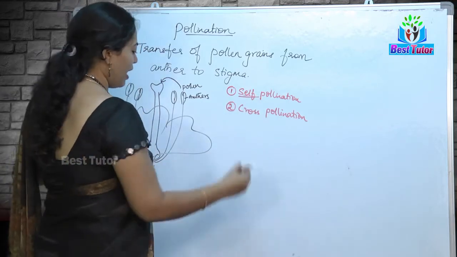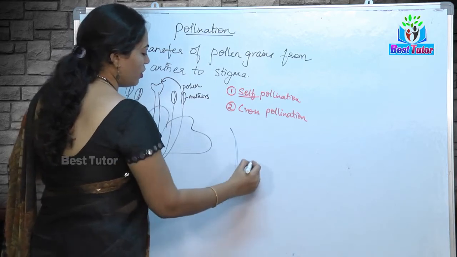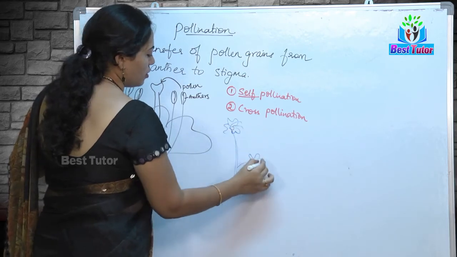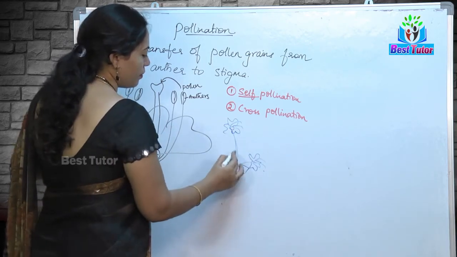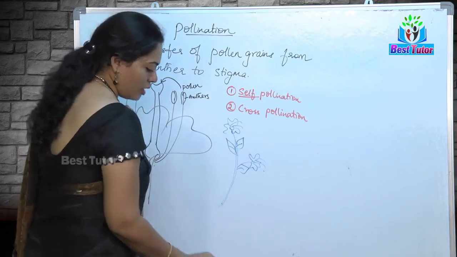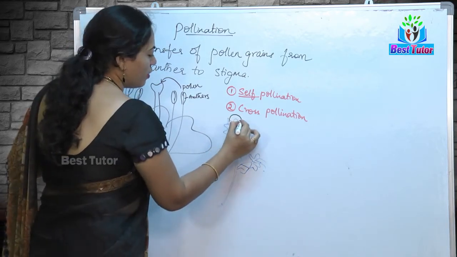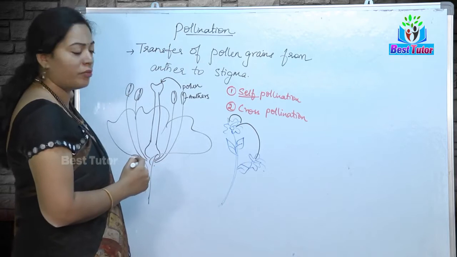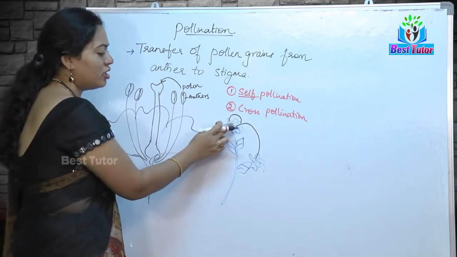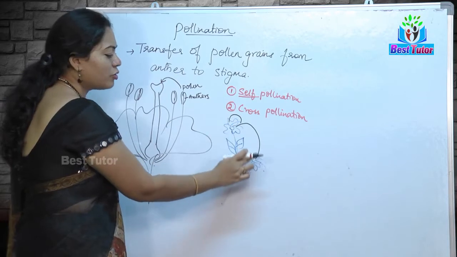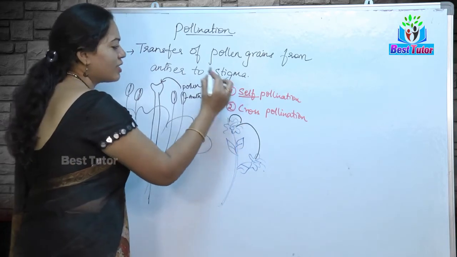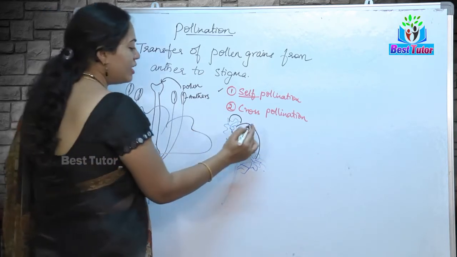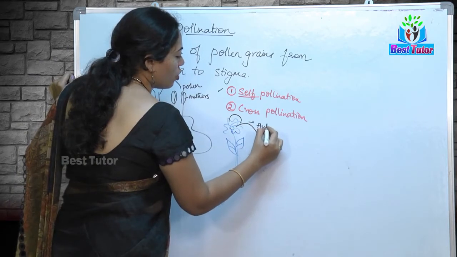For example, this is the plant. So you have flowers. If the pollination is happening within the same flower or between two flowers of the same plant, then it is known as self-pollination. Now if pollination is occurring in the same flower, then it is known as autogamy.